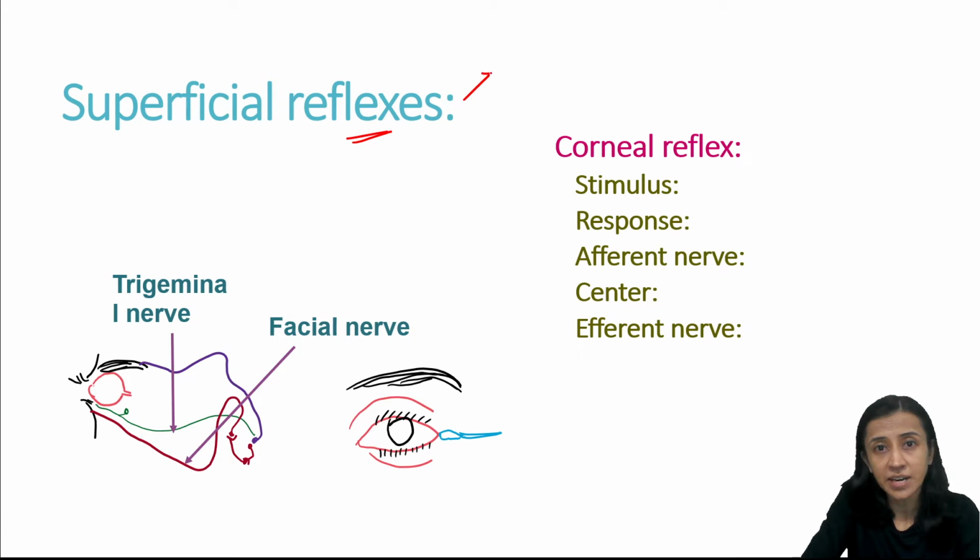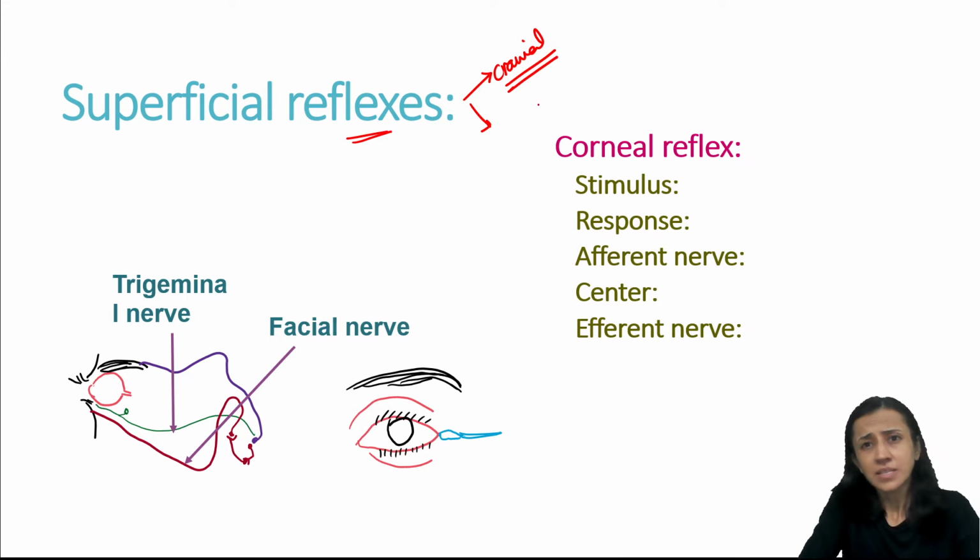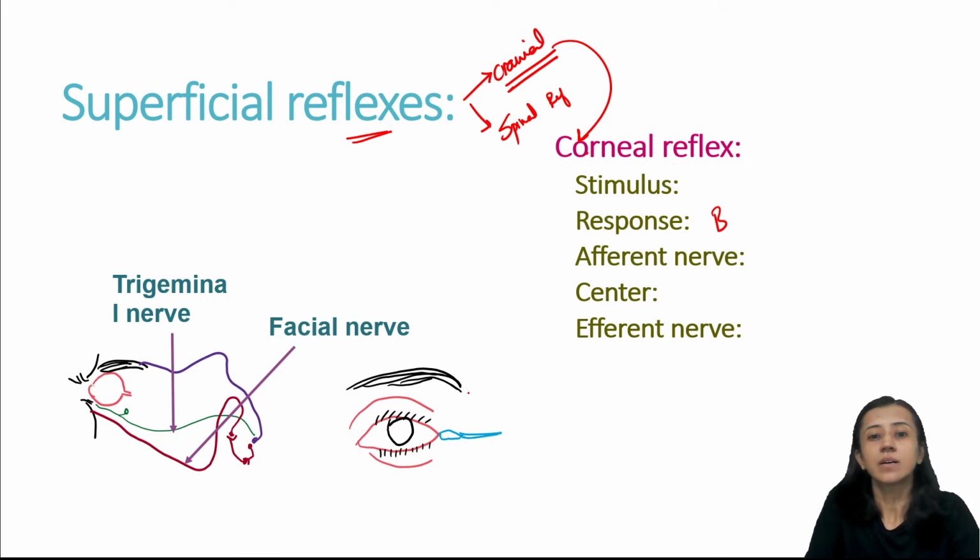This superficial reflex is again divided into two groups. One is cranial reflex, because the center is in the brain, and the other is spinal reflex, centered in the spinal cord. First we'll discuss the cranial superficial reflex, that is corneal reflex. Here we are irritating the cornea, and the response is blinking of the eye when you touch the cornea with a wisp of cotton. Your upper eyelid blinks. Afferent nerve is the fifth cranial nerve, trigeminal nerve, center is located in the pons, and efferent is the seventh cranial nerve, that is facial nerve.